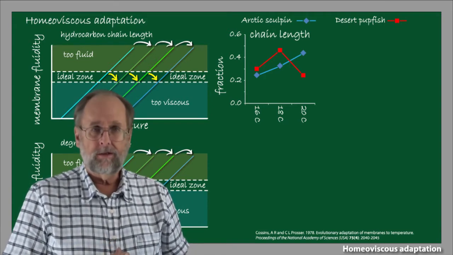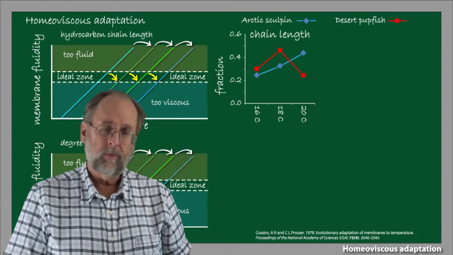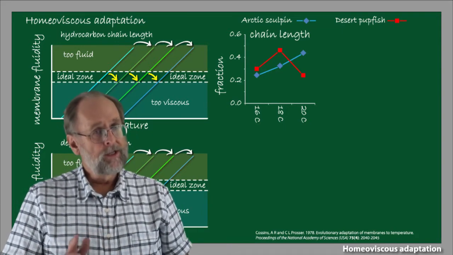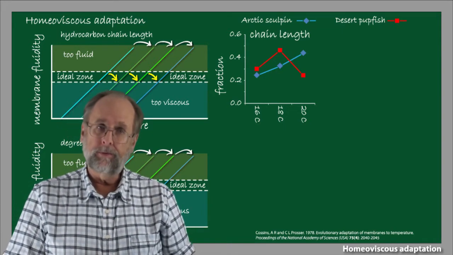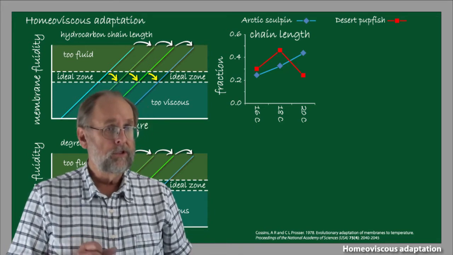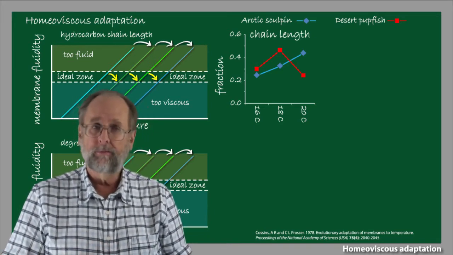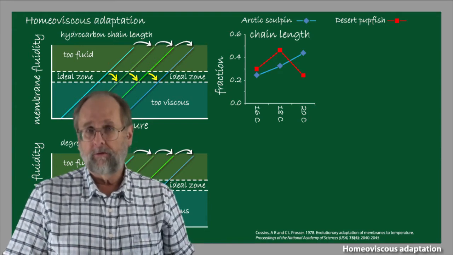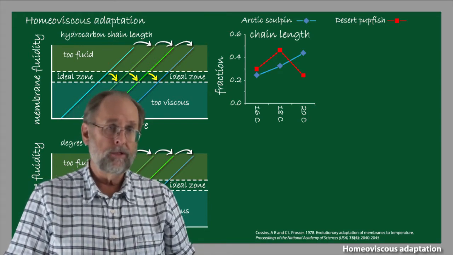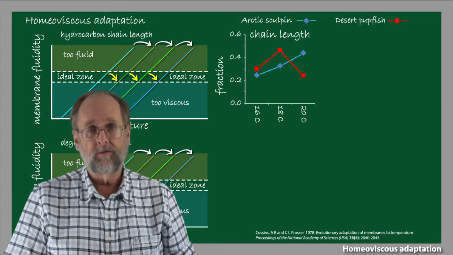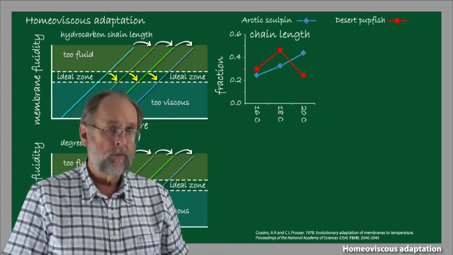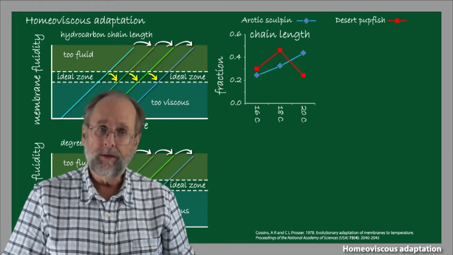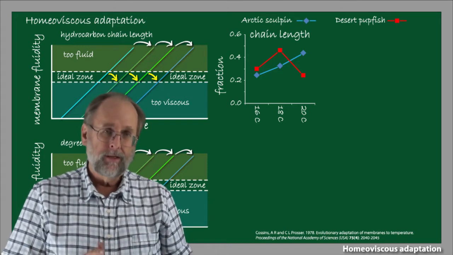So this doesn't look too good for our prediction. We would have expected just the opposite pattern for the Arctic sculpin, namely phospholipids with the short-chain hydrocarbons should have been most abundant. In the more warm-adapted desert pupfish, 18-carbon phospholipids are more abundant than 16-carbon phospholipids are, but we would have expected a higher proportion of 20-carbon phospholipids, and we don't see that.